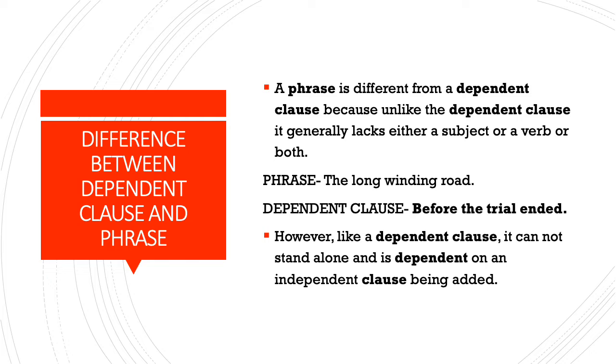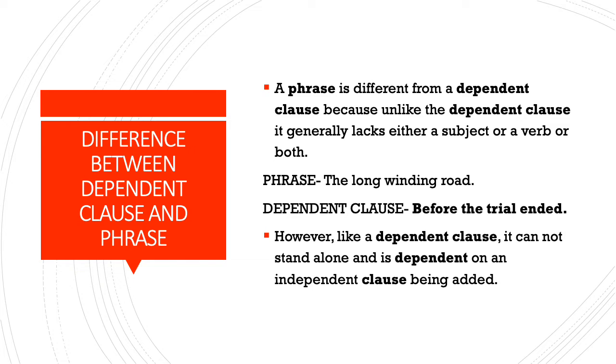A phrase is a group of words which does not have a verb, which does not have a subject. The meaning is not complete, or sometimes it may have a subject only, or it may have a verb only, but it again is not complete in its own self. Correct? So by now you must have understood the difference between a phrase and a dependent clause. See, a phrase is different from a dependent clause because, unlike the dependent clause, it generally lacks either a subject or a verb or both.